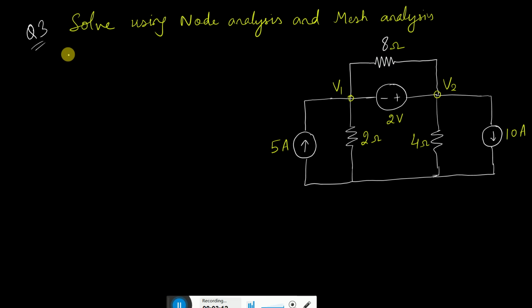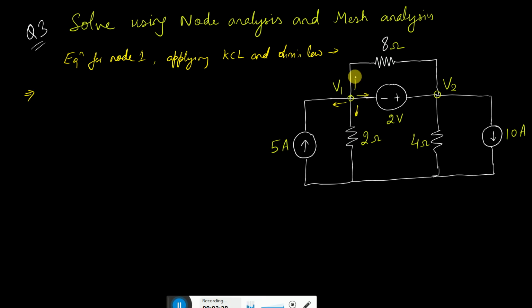So the equation for node 1, applying KCL, Kirchhoff's current law, and Ohm's law. In some cases you are not using Ohm's law because you are just getting the answer directly. So you can write here, let us begin from 1, 2, 3 and 4. Let us write here like this.